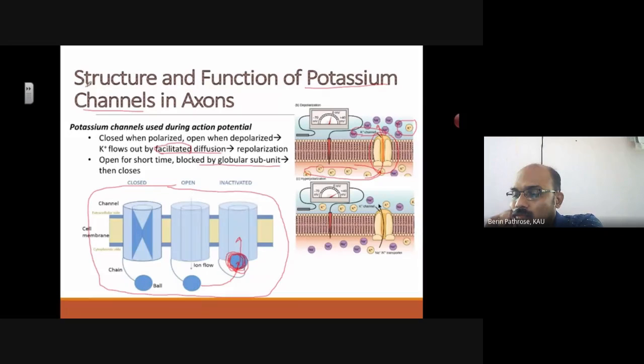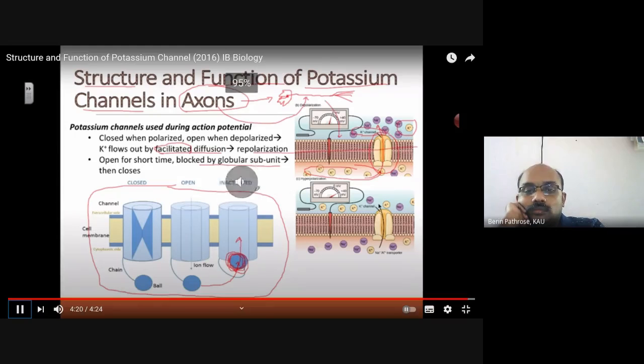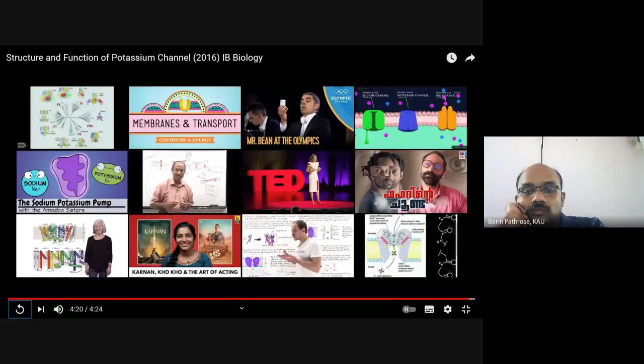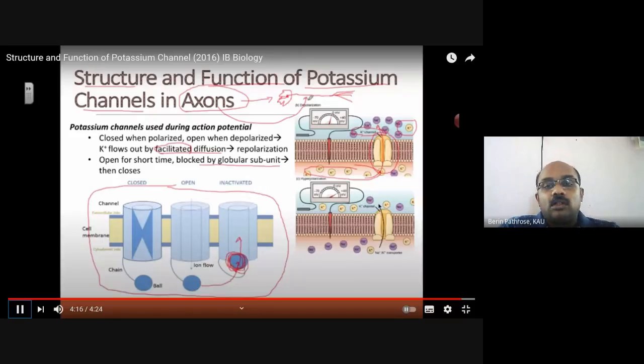So, structure and function of potassium channels in axons. Axons are the long part of a nerve cell. So if you have a nerve cell, oh my gosh, this is not going to look pretty. But there's a nerve cell. This is the axon, and this over here. I will show the next one. The next one will clearly show how the selectivity filter works.